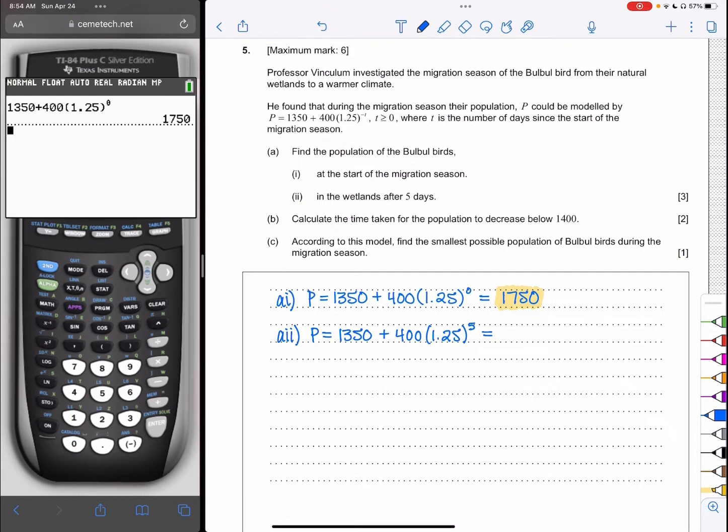And when we do that, I will end up getting approximately, and it says we have bulbul birds, so make sure you understand that we have to give our answer to the nearest bird, okay?